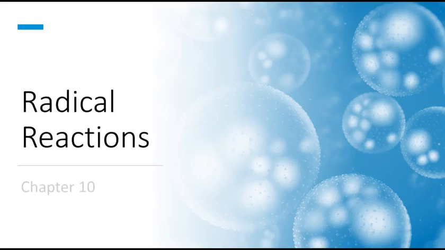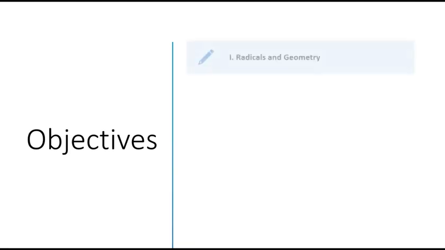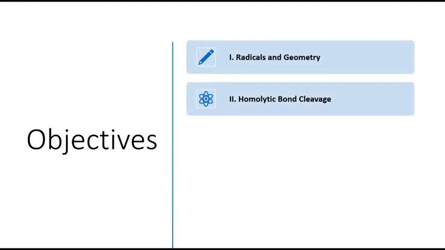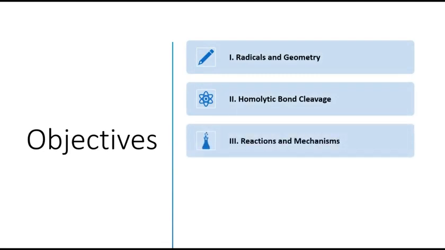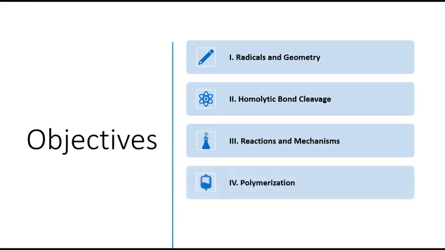Radical Reactions, Chapter 10. Objectives: 1. Radicals and geometry. 2. Homolytic bond cleavage. 3. Reactions and mechanisms. 4. Polymerization. 5. Radicals and nature.